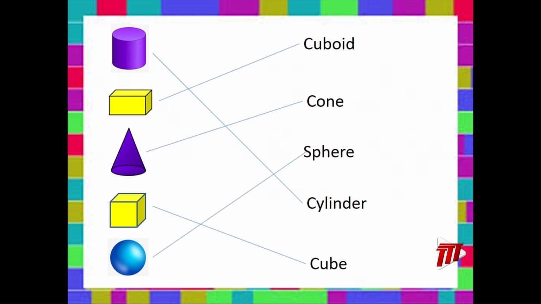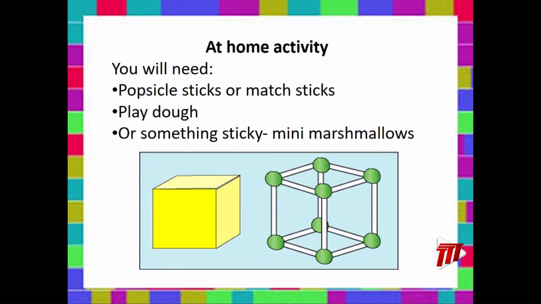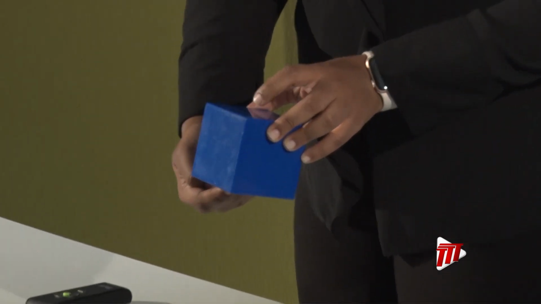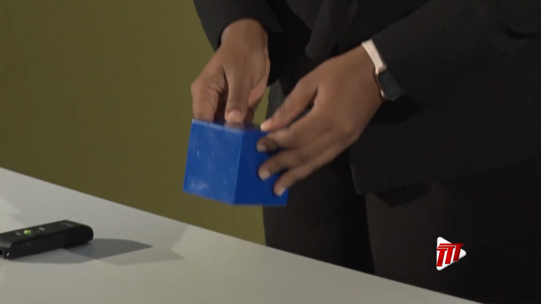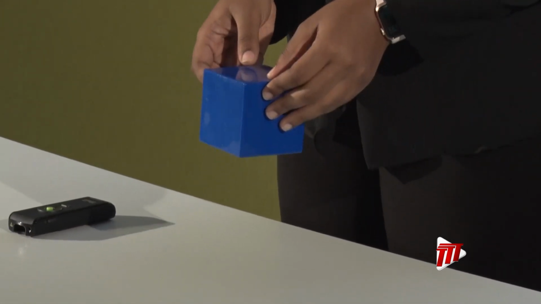Now let's look at this activity that you can do at home. You will need popsicle sticks or matchsticks, Play-Doh, or something sticky like marshmallows. And you're going to build a cube. So let's look at our cube one more time. And you're going to count the number of faces with me. 1, 2, 3, 4, 5, 6. So the cube you make at home must have 6 faces.